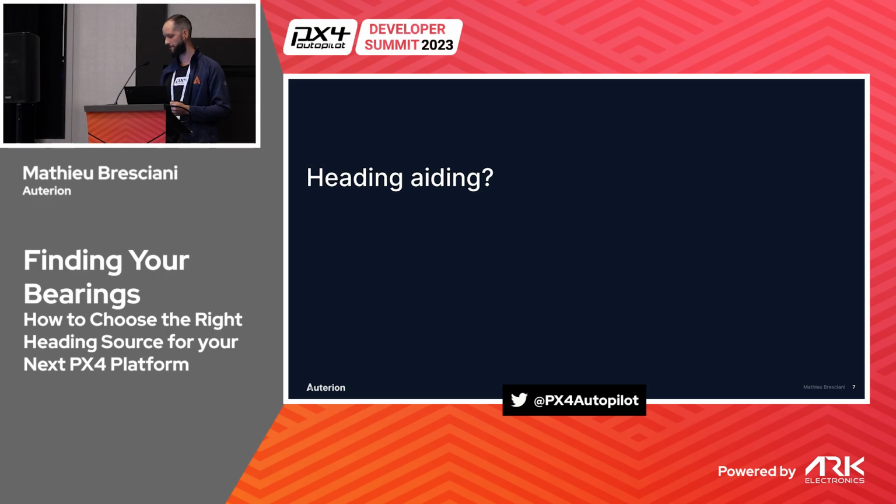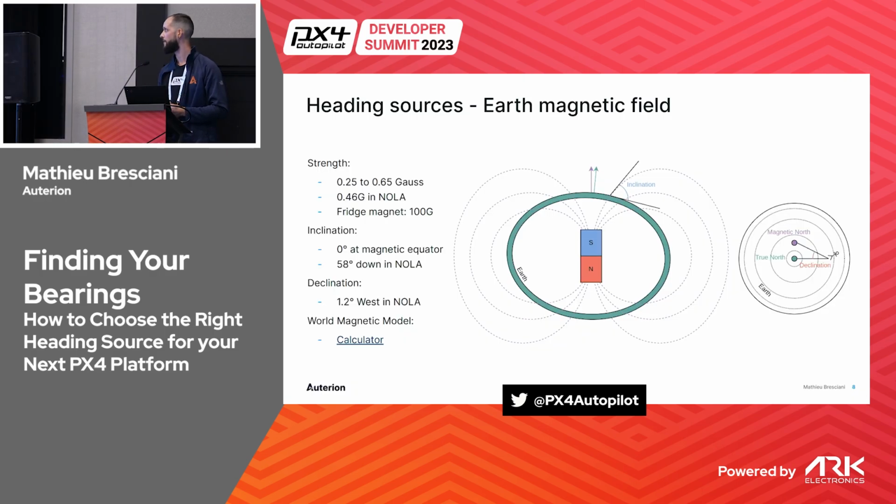So which different sources do we have for heading? First one is the Earth magnetic field. So we have to think about the Earth. We can think about having a magnet at the center of the Earth that will kind of give us some reference, and we can measure it with a magnetometer to try to find what is the north.